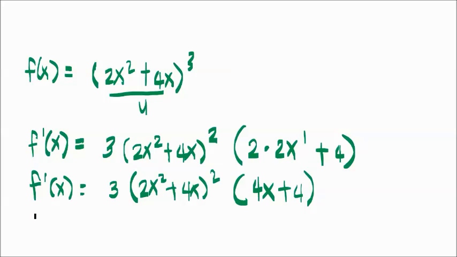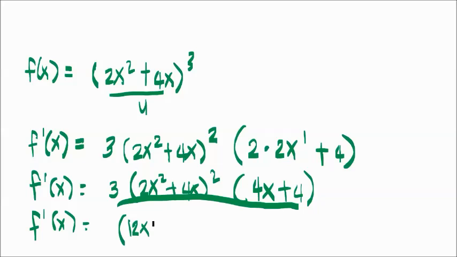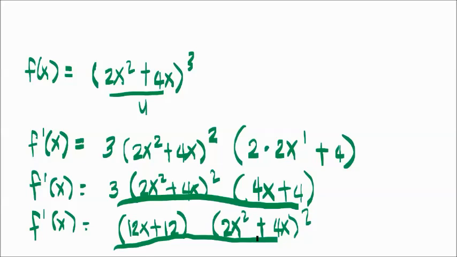Okay, so maybe you can have this as your final answer. We don't mind. But you can simplify that. F prime of x is equal to, you can multiply the 3 along with the 4x plus 4. So that would be 12x plus 12, then (2x squared plus 4x) squared. So you can also have this as your final answer. Okay? Do you have any question with this?